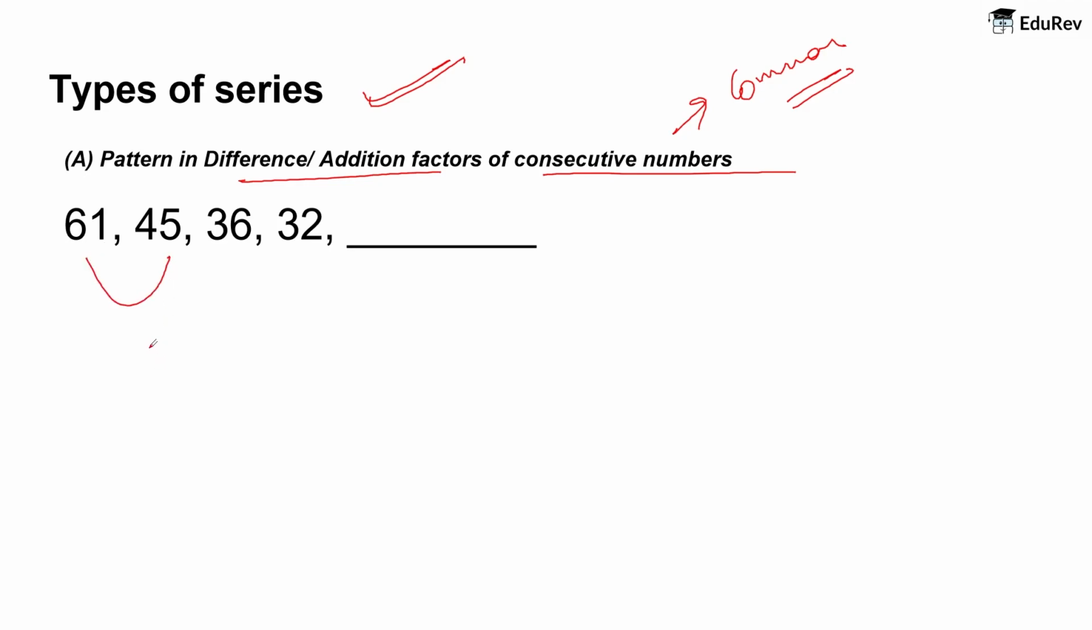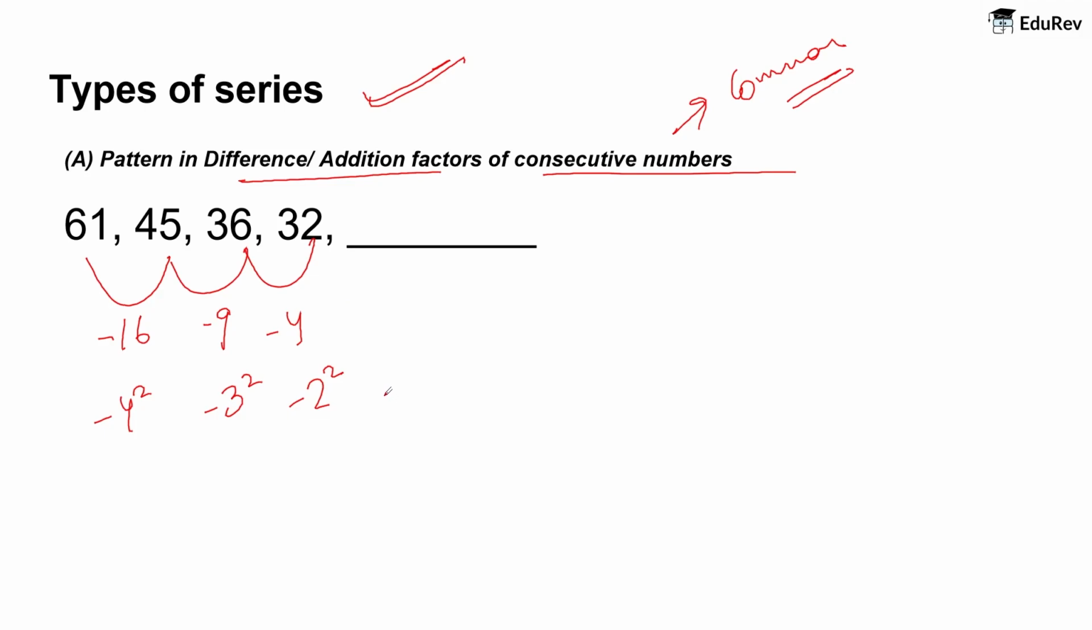So to reach 45, you have to subtract 16 from 61. Then similarly from 45 to 36 is -9. Then from 36 to 32 is -4. Now looking at these particular numbers, you see that they are very familiar to us because they are the squares. So this is the square of 4, this is the square of 3, this is the square of 2. So you can see that the numbers are decreasing.